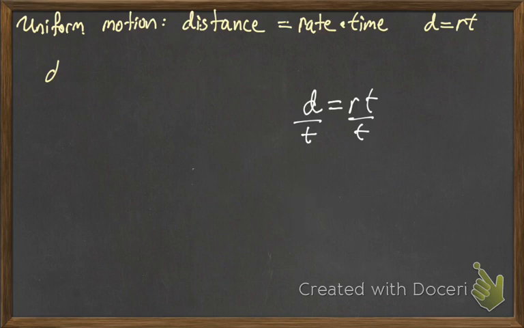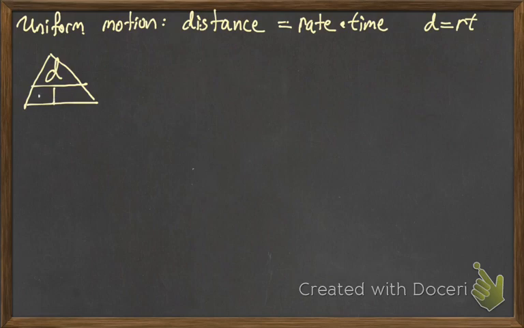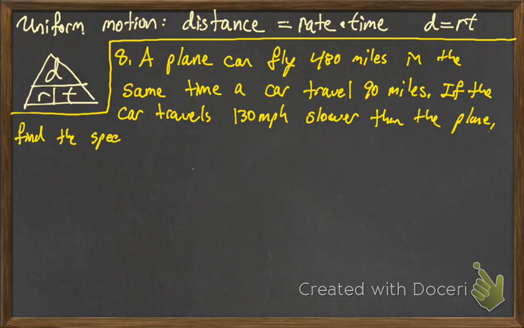Now we can summarize that with a little picture here. It's a triangle, so distance and then R and T like this in a triangle. If you want to know what the time is, you cover up the time and you have distance over rate. If you want to know what distance is, R times time. If you want to know what the rate is, that's distance over time. So that kind of helps us out. We're going to go ahead and do an application, and then we'll go ahead and read it.